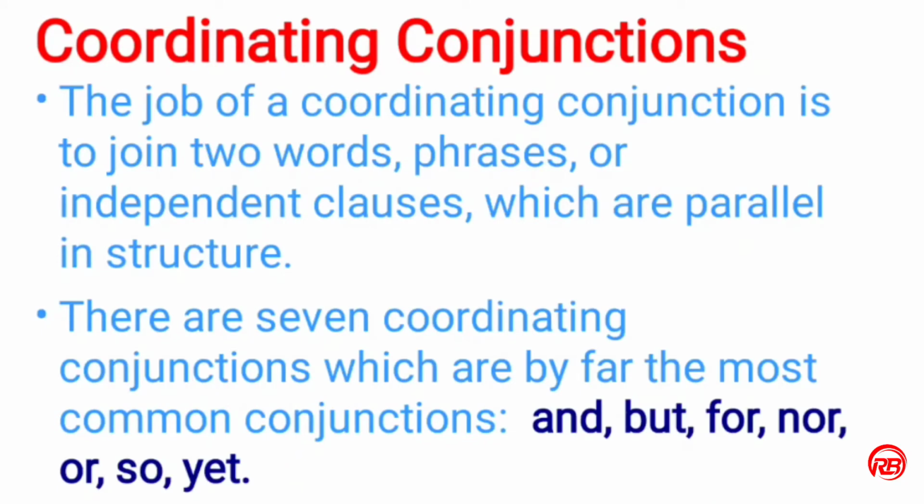The job of a coordinating conjunction is to join two words, phrases, or independent clauses which are parallel in structure. There are 7 coordinating conjunctions which are by far the most common conjunctions: and, but, for, nor, or, so, and yet. These 7 words are coordinating conjunctions, and these words help to join two words, phrases or independent clauses.